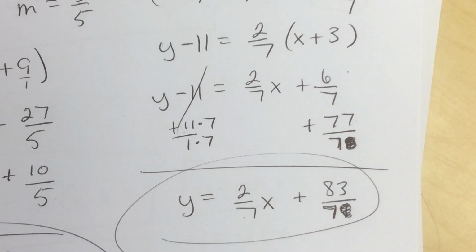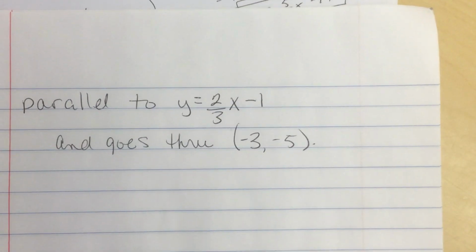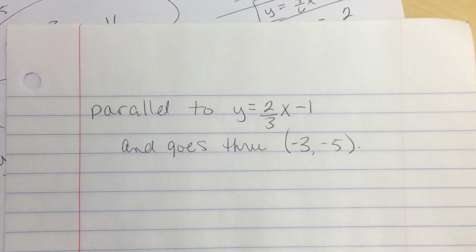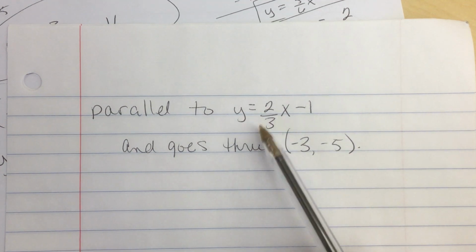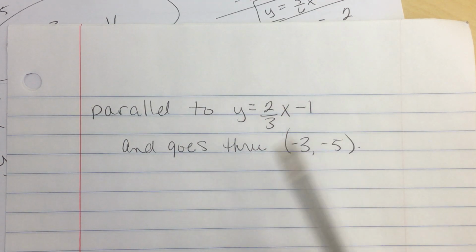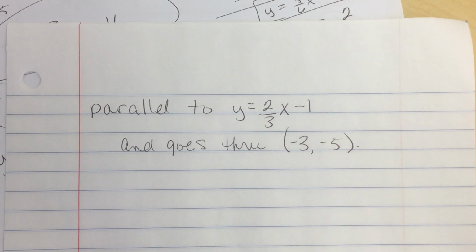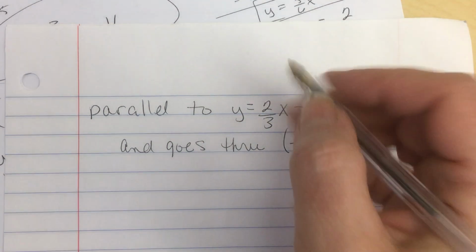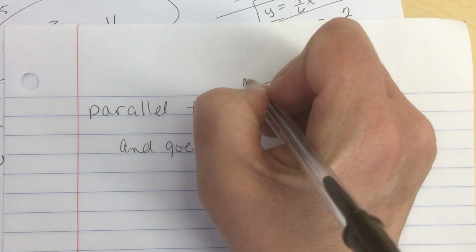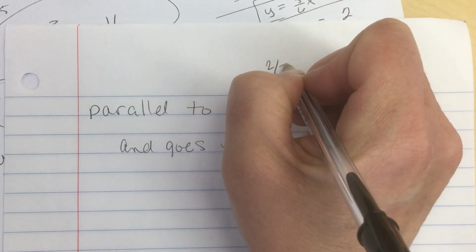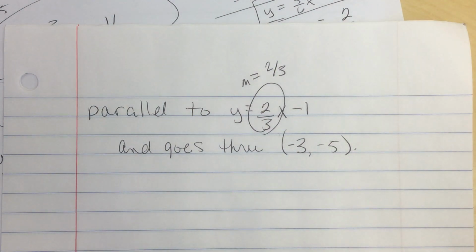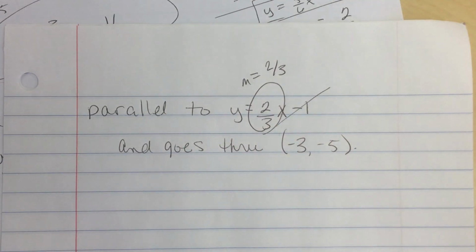Okay, the last couple examples we're going to do is dealing with parallel and perpendicular lines. So let's say you are told to write the equation of the line that's parallel to y equals 2/3 x minus 1 and goes through the point -3, -5. All you are going to use from this equation is the slope. So the slope here is 2/3. So we're going to use m equals 2/3. Then I tell students to cross off that -1. You are not going to use it.